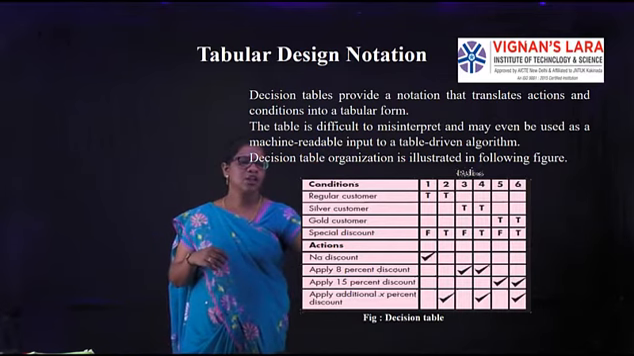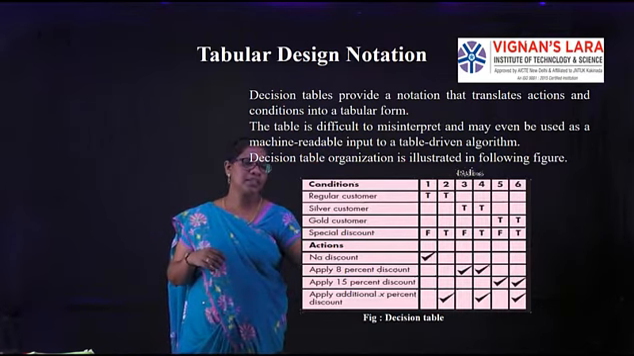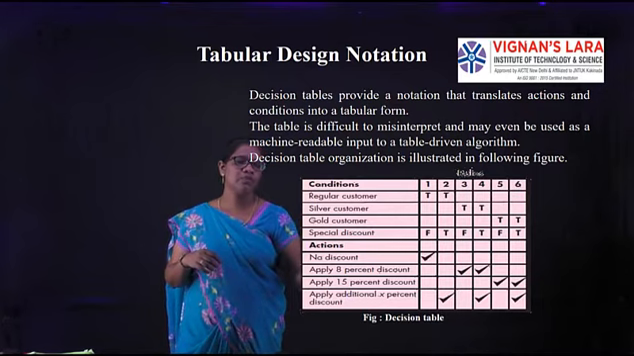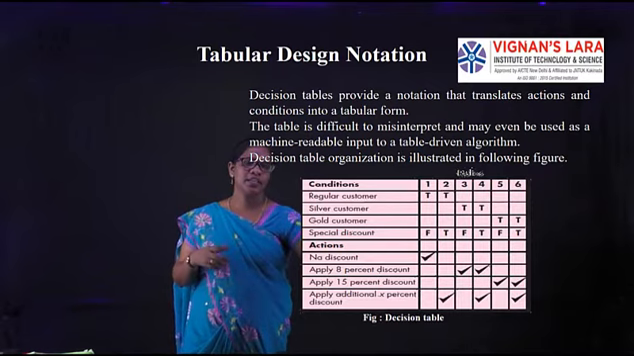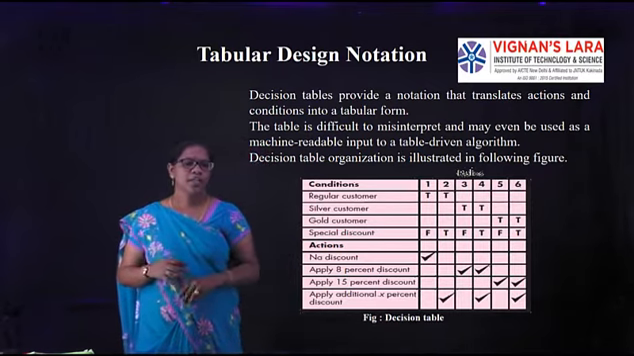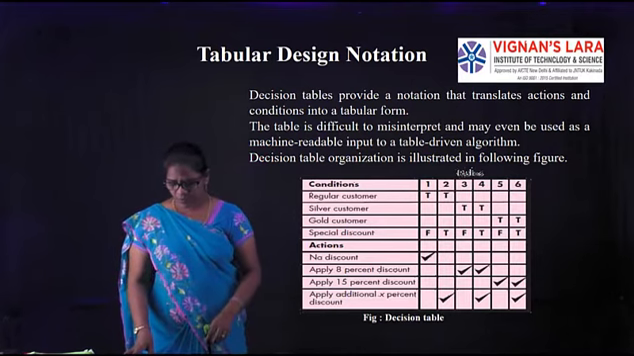So after conditions, there are some tasks below that. So for what task, what is it? For example, the first one is regular. Yes, he is a regular customer. True, true, like that. So this is a decision table, the notation of the decision table.